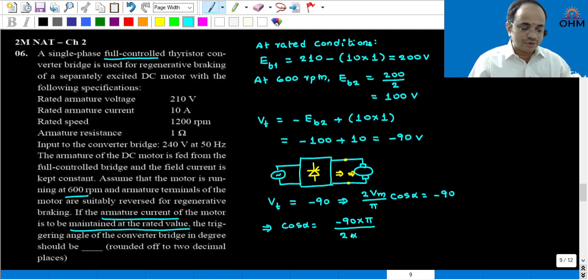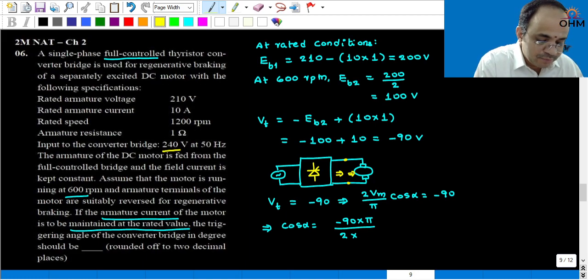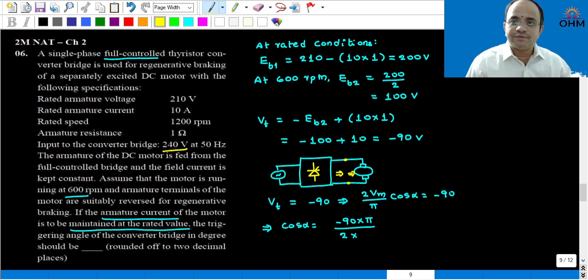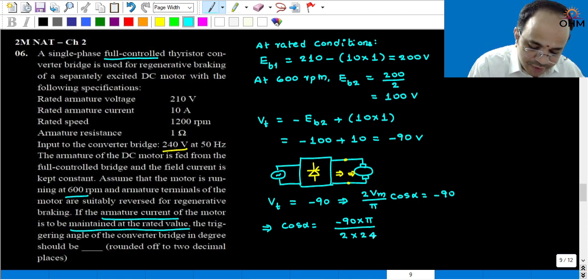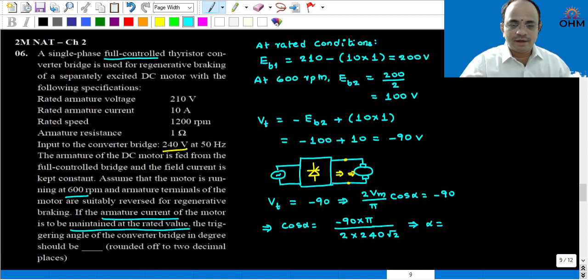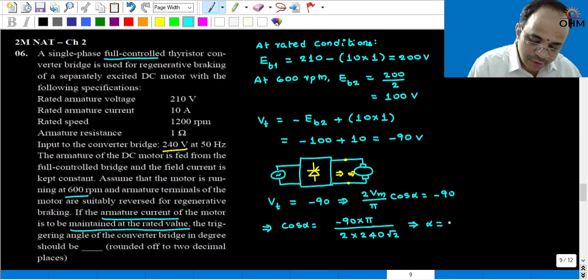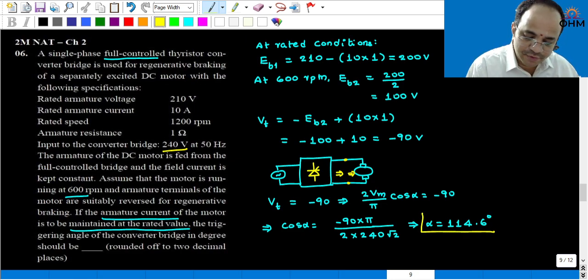Here Vm you have to substitute, you should be careful here. Vm you have to substitute from the source voltage of the bridge circuit, that is 240 volt, which is the RMS value. Vm means RMS value multiplied with root 2. So from this, if you calculate, you will get firing angle alpha is equal to 114.6 degree. So this is the answer for the question.